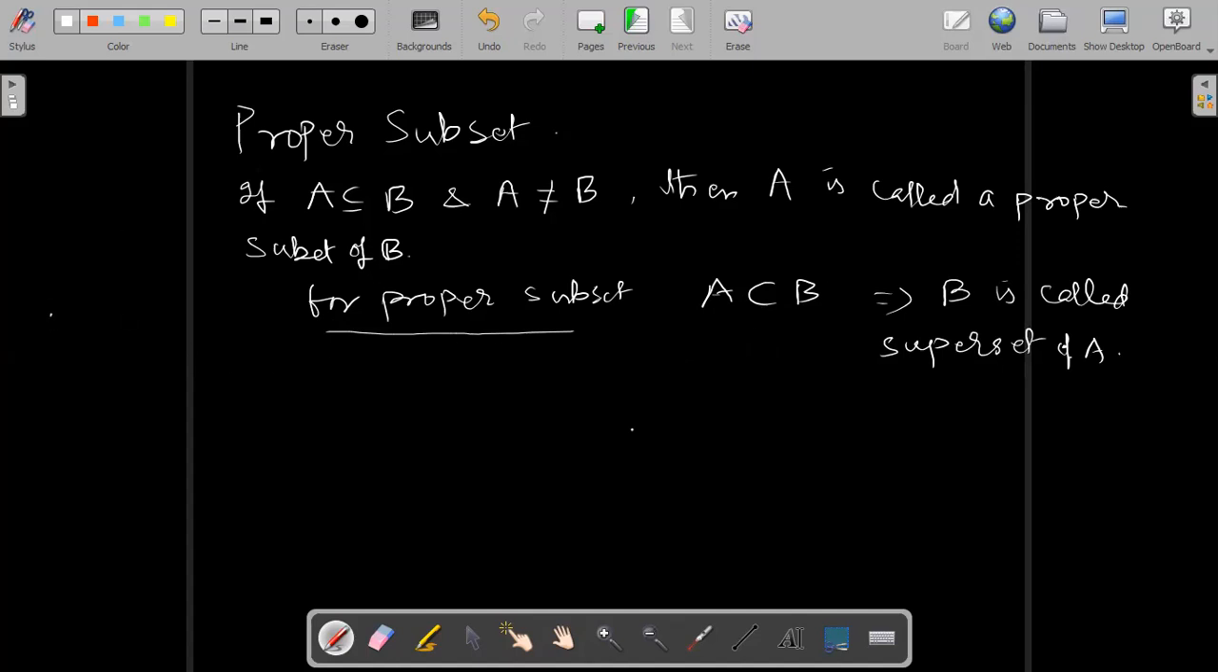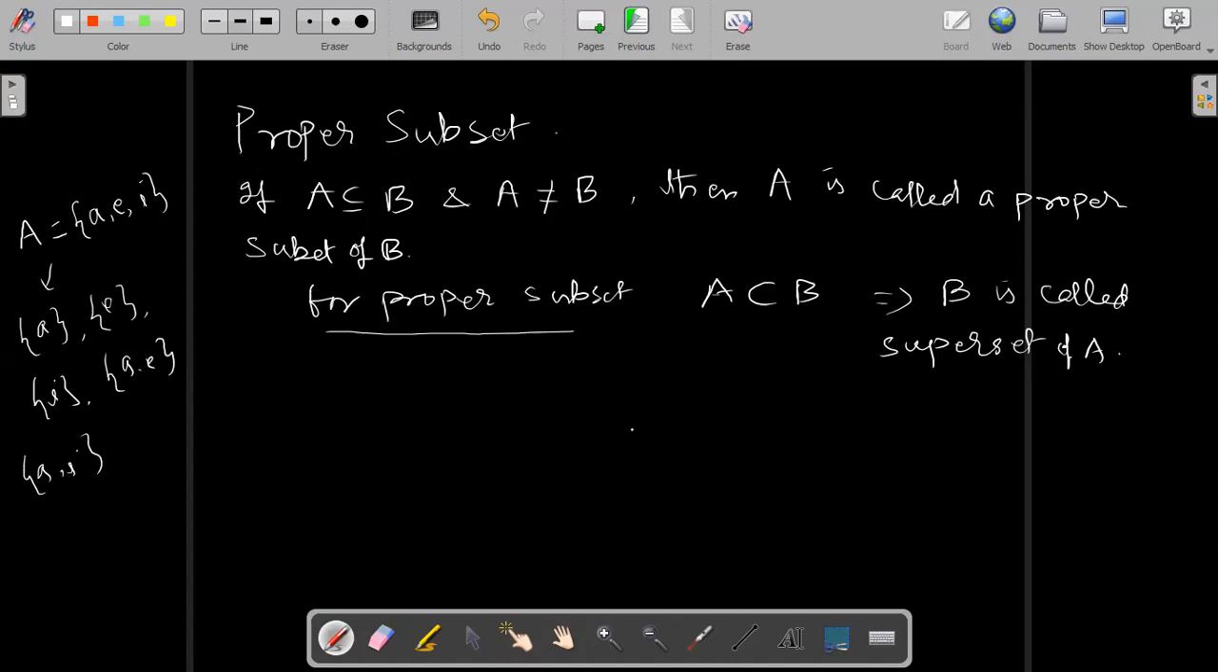For example, I'll take one example. How many subsets can we make for any set? Suppose we have these elements: A, E, I. Three elements I'm taking. So how many subsets can I make? {A} is a subset of this, a proper subset. {E} is also a subset of this. {I} is also a subset of this. And I can make subsets with two elements also. {A, E} is also a subset of this. {A, I} is also a subset of this.